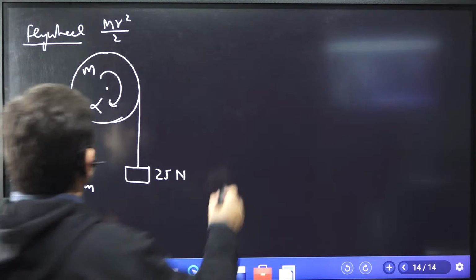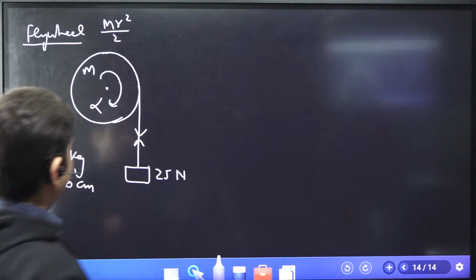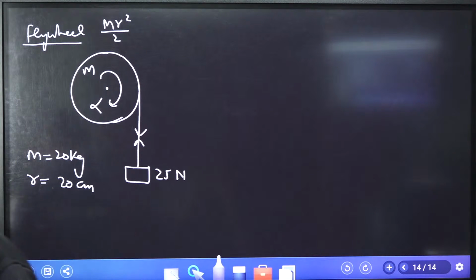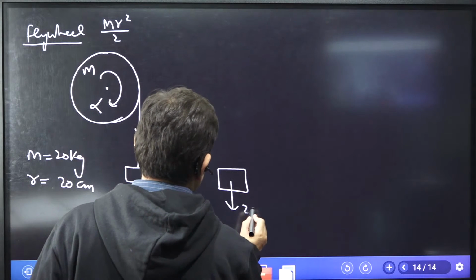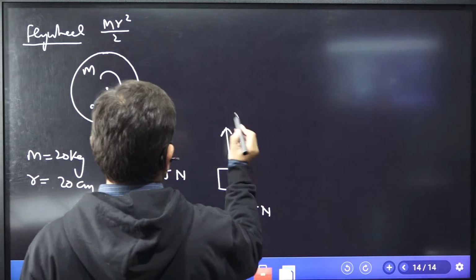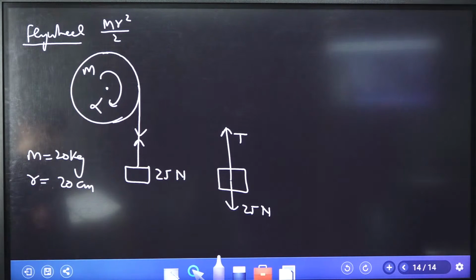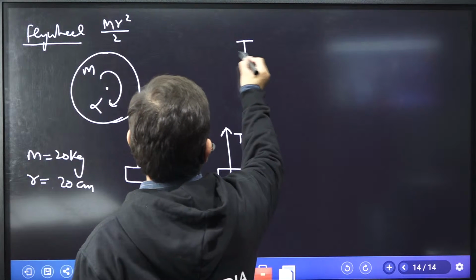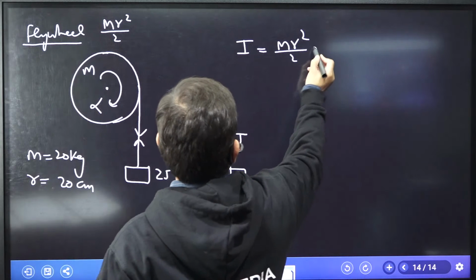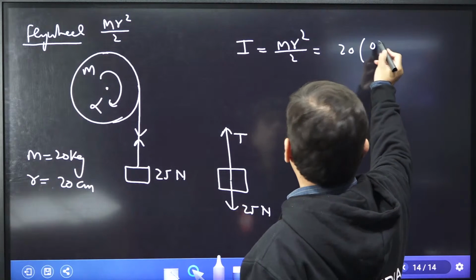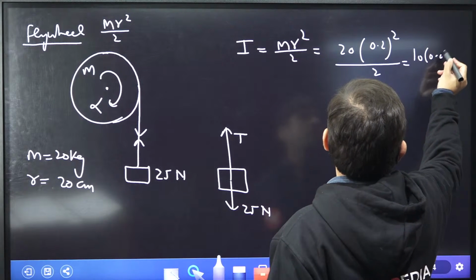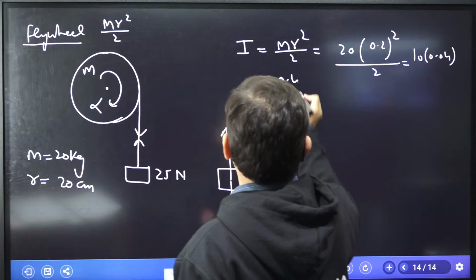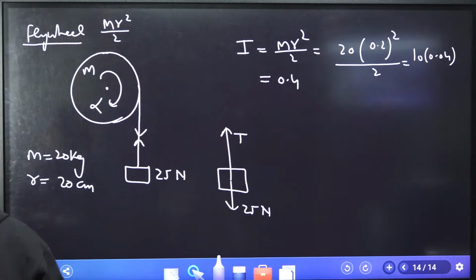You understand now? So what is the formula? Sir, we have to find out basically the tension which is here. And what is the tension here? 25 Newton. So if I take the free body diagram, 25 Newton, and this is the tension value for us. Now I is equal to mr square by 2. What is mass? 20 kg, 0.2 square by 2. That means 10 into 0.04. So that comes out to be 0.4 kilogram meter square. That is the moment of inertia.